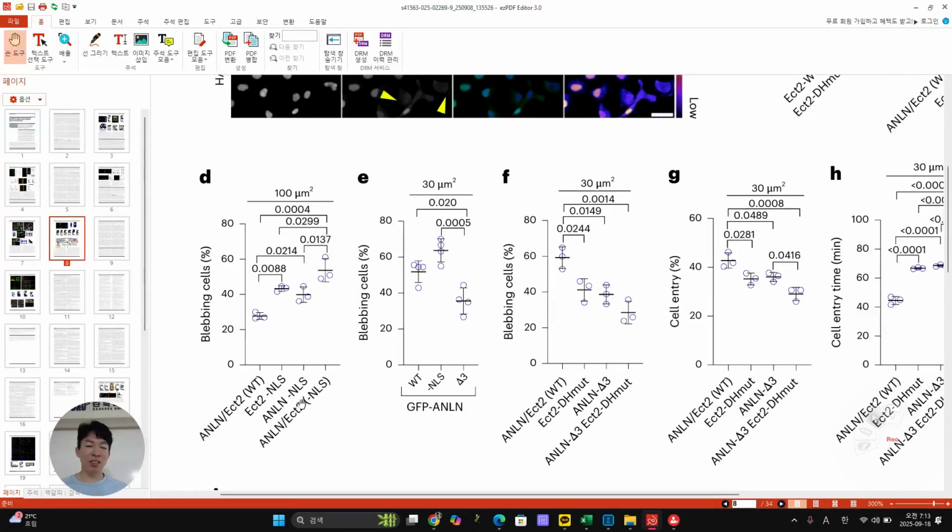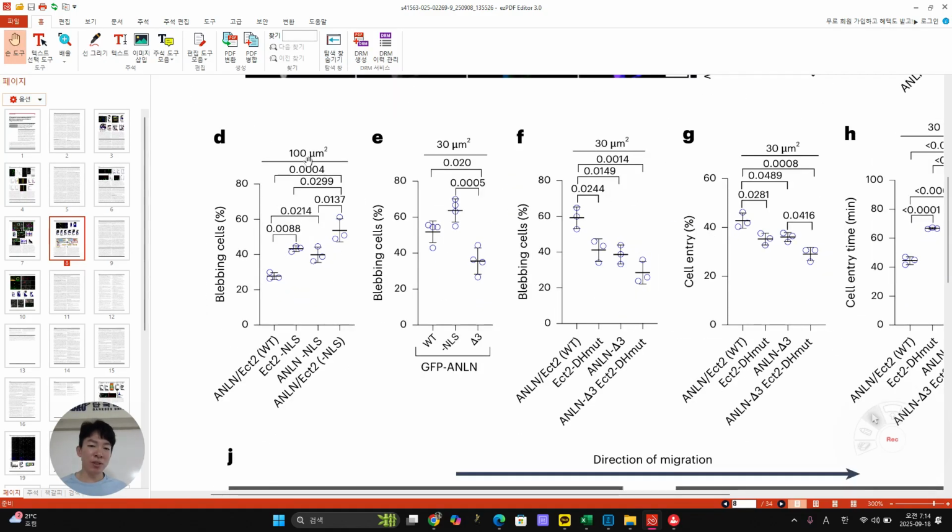And then similarly, they analyze blebbing cell percentage. This means when cells migrate through a certain small part, let's say 30 micrometer square, definitely when they migrate more, they can have more rupture. Rupture means blebbing cells. So increased blebbing cells means they are migrating more. Even in 30 micrometer square, wild type is 30%. When they remove NLS, it really increases.